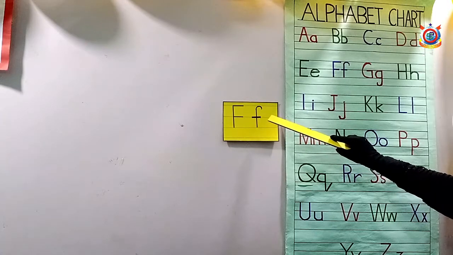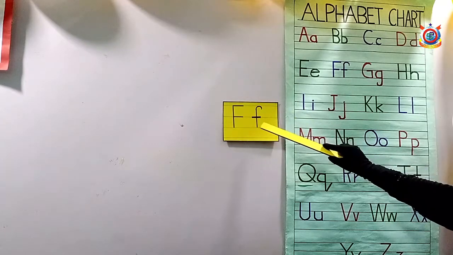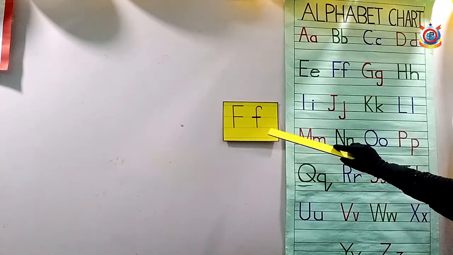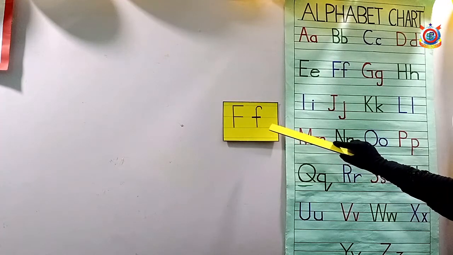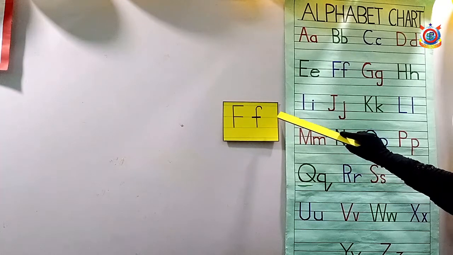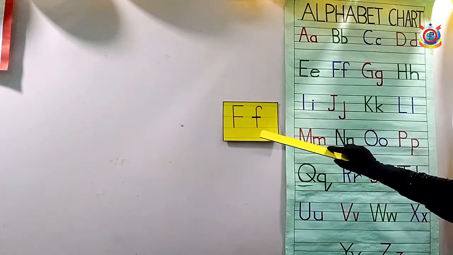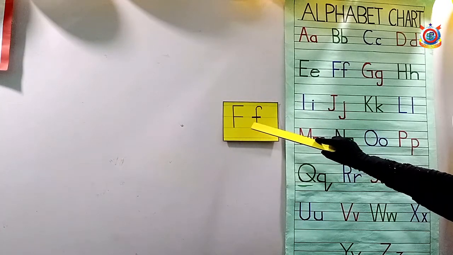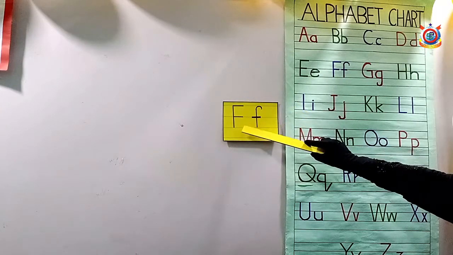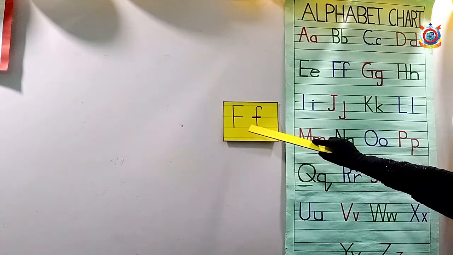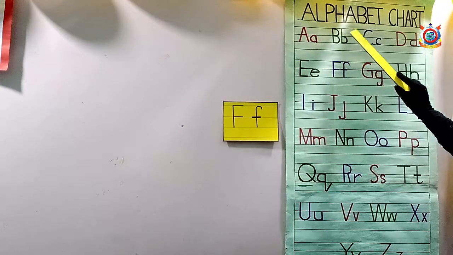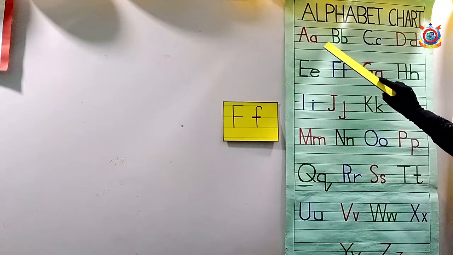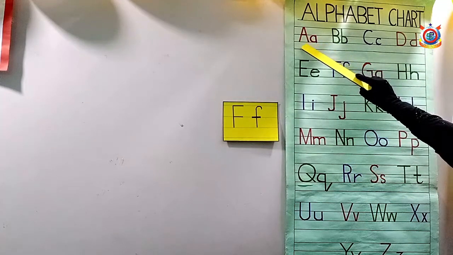Students, we have learned the name, sound and action in our previous lecture. Now we will move toward the formation. Today we will learn the formation of F. But first we will revise the previous lessons. Okay, we will start from A.